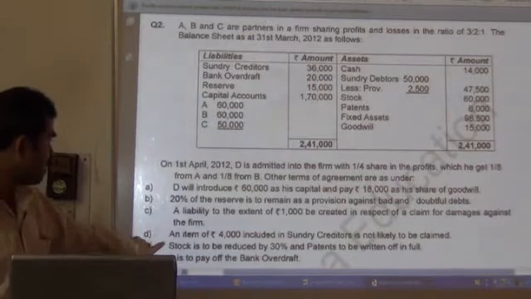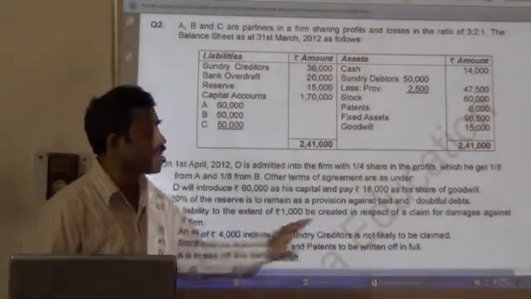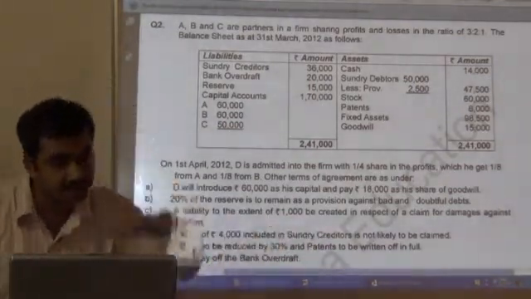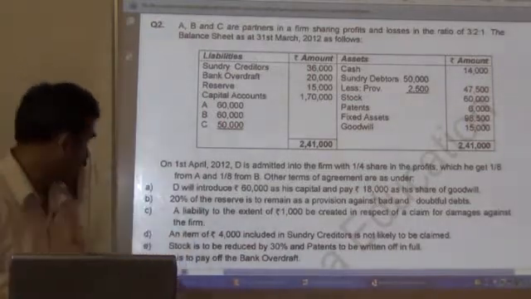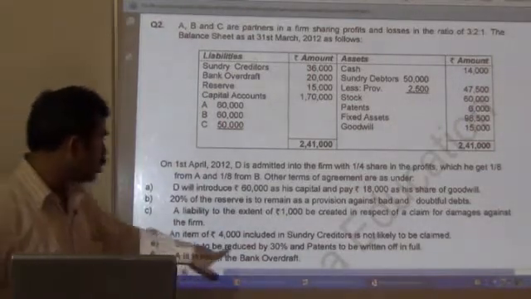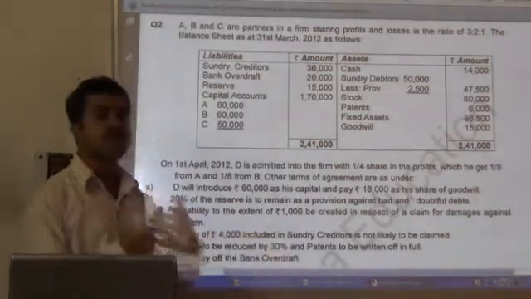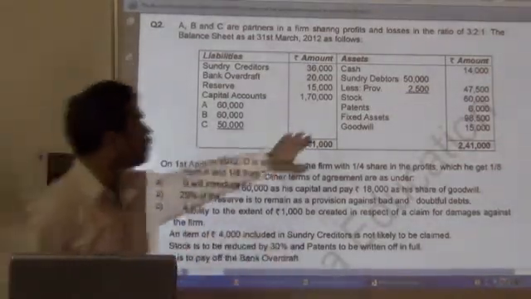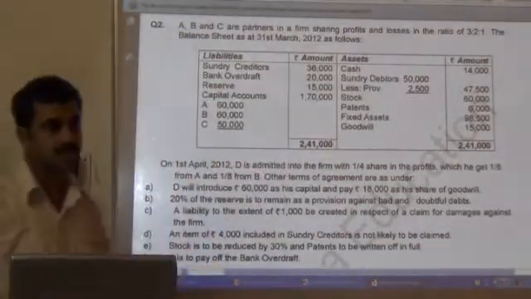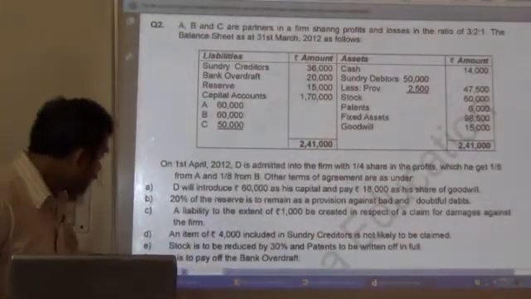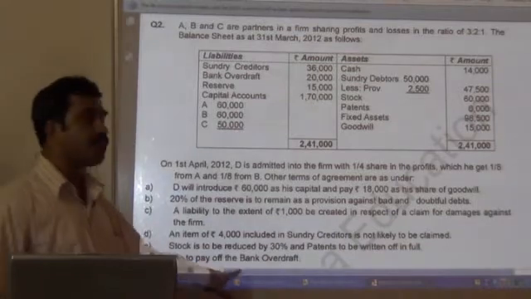Then an item of rupees 4,000 included in sundry creditors is not likely to be claimed. That means it's a reduction in your liability. Okay. Then stock is to be reduced by 30%. Again, a decrease in the stock. Patents are to be written off in full. That means total patents are over, zero patents.